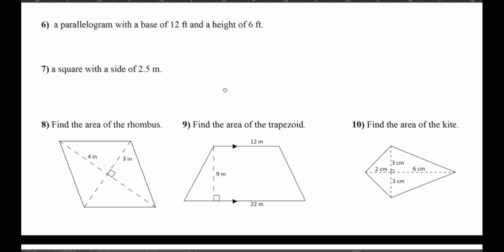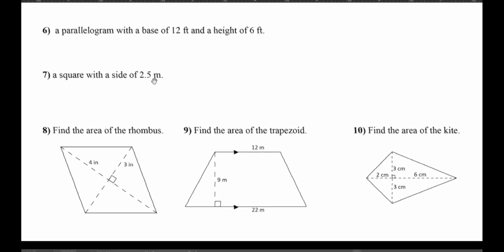72. All right, a square. One side is 2.5, 2.5. What math do I do? 2.5 times 2.5. That's right, just the base times the height. Okay, and that's 6.25. Everybody good?